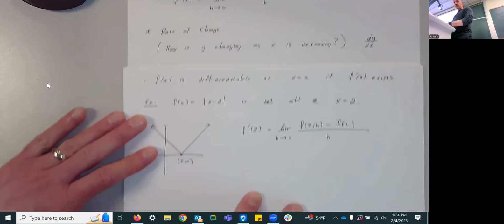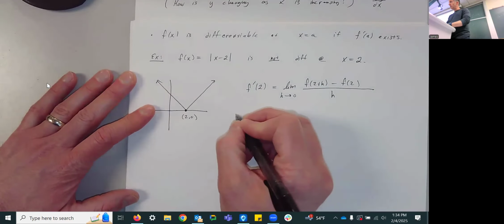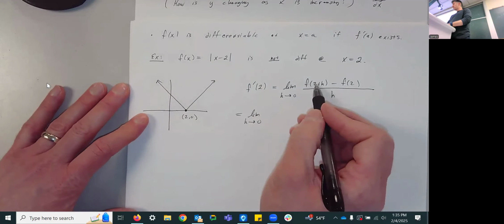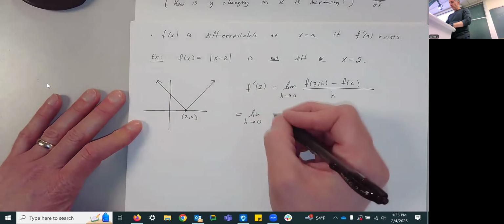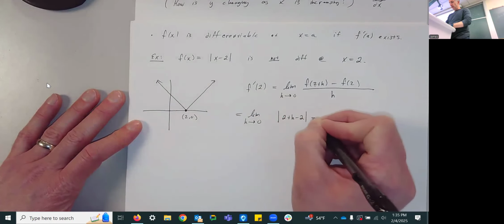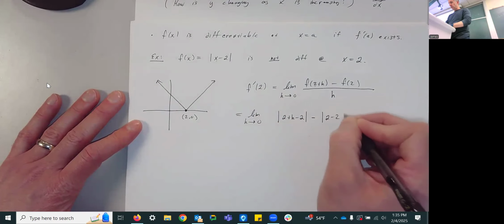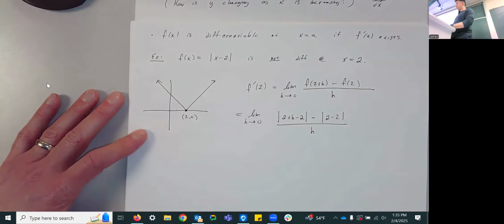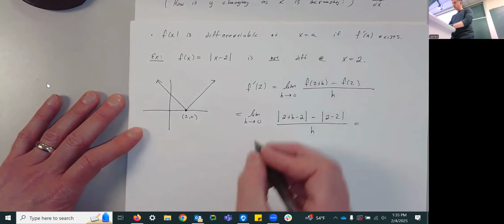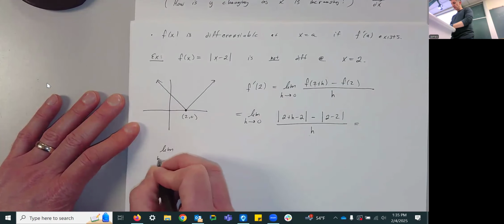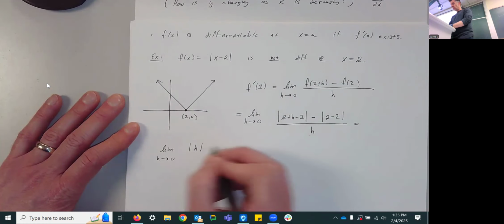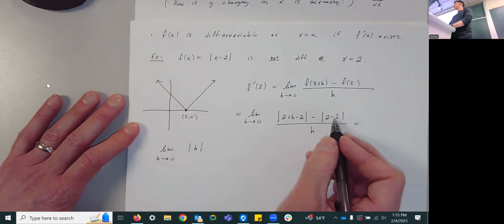All right. So then we're going to simplify this. The limit as h approaches 0. We're just going to plug this 2 plus h into the function. So it's going to be the absolute value of 2 plus h minus 2 minus the absolute value of 2 minus 2, all divided by h. So then we're going to simplify. The limit as h approaches 0. The absolute value of 2 plus h minus 2 is the absolute value of h. And 2 minus 2 is just 0.